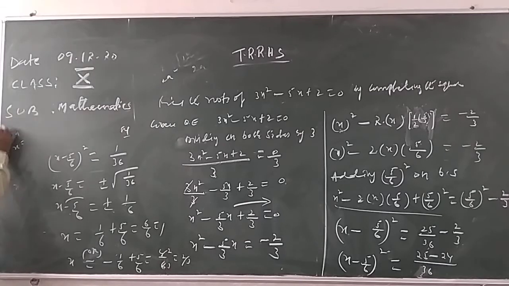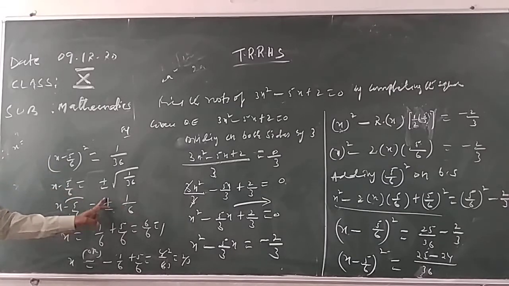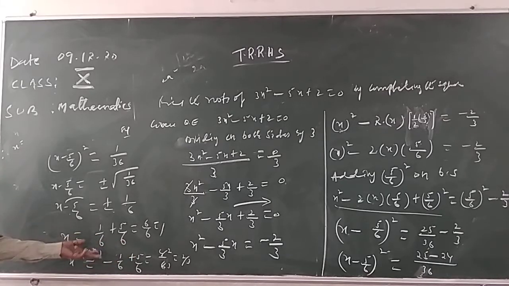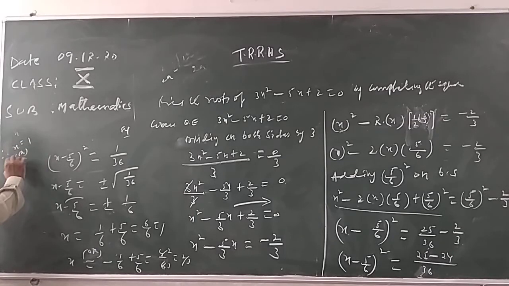Therefore, x is equal to what? First take plus, then take minus. x minus 5 by 6 is equal to plus 1 by 6. Minus 5 by 6 carries to the other side as plus 5 by 6. 5 plus 1 is 6 by 6. Since it is a like fraction, you directly do it like this. Or x is equal to minus 1 by 6, plus 5 by 6, 5 minus 1 is 4, so 2 by 3. Therefore, x is equal to 1 or x is equal to 2 by 3. These are the roots of the quadratic equation.